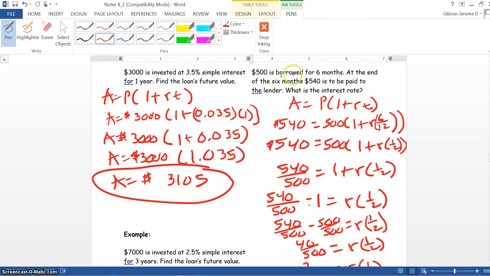Now we go to the next problem. It says $500 is borrowed for 6 months. At the end of the 6 months, $540 is to be paid to the lender. What is the interest rate? So we will use this same future value formula, and we will have our A, which is 540, our principal is 500, and we will have 1 plus R times 6 over 12, as this is 6 out of 12 months. Now we will simplify that 6 over 12 to 1/2.